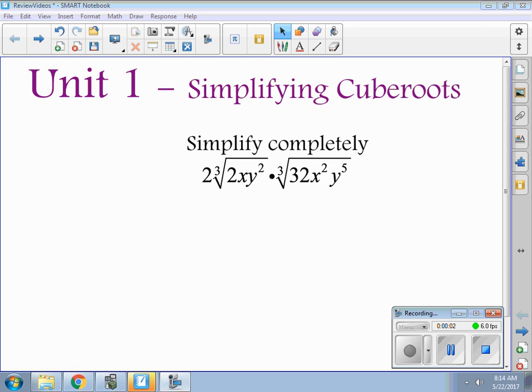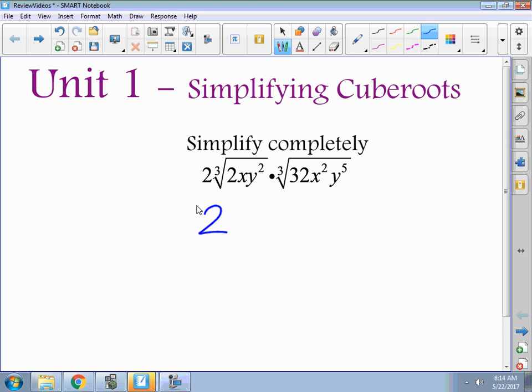Okay, so in order to simplify cube roots, whenever we're multiplying or dividing, our first step is going to be to multiply or divide. So anything outside of the cube root is going to stay as is, or we multiply if we have two things outside, and everything inside the cube root we are going to just multiply together. So 2 times 32 gives us 64, x times x squared gives us x cubed, and y squared times y to the 5th gives us y to the 7th.